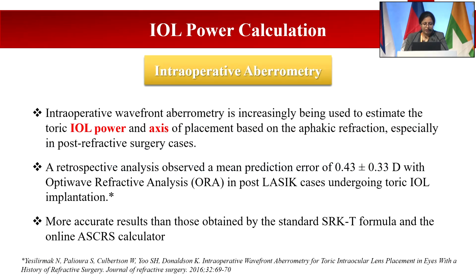Intraoperative wavefront aberrometry is increasingly being used to estimate the toric IOL power and axis of placement. It's very, very useful in challenging cases such as the post-LASIK cases, in which its accuracy is more than other formulas. And a retrospective analysis observed that the mean prediction error with ORA was only 0.43 plus minus 0.33 in post-LASIK cases undergoing toric IOL, and it was much more accurate than the standard SRK/T and online ASCRS calculator formulas.